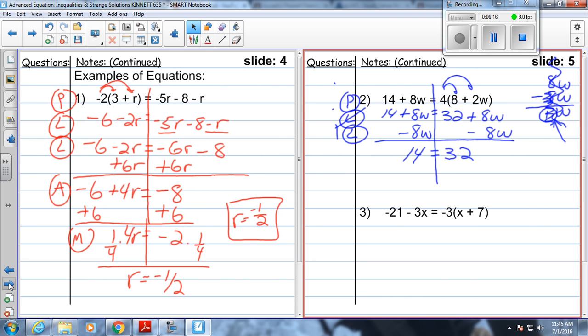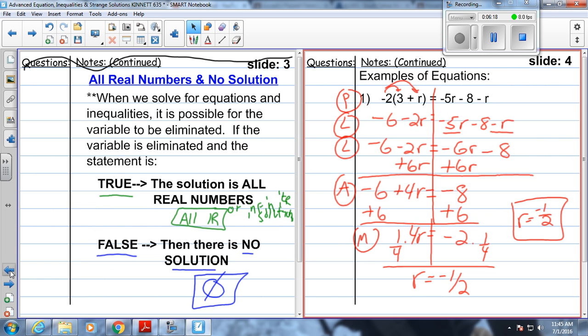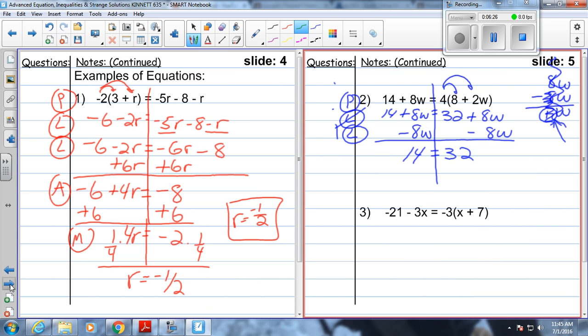Since we ended up with a false statement on our final line when the variable was eliminated, our answer is going to be no solution. So the variable was eliminated. This is false. 14 does not equal 32. This problem has no answer, no solution. That means any number we put in for w, to substitute in for w, would never make this statement true.